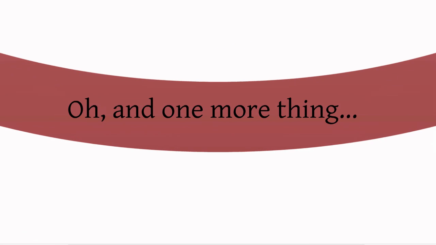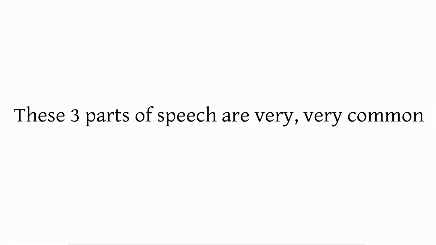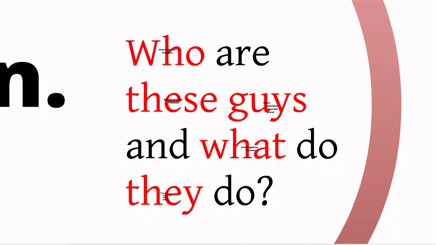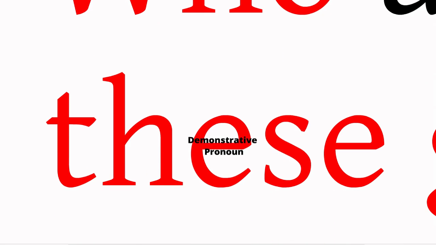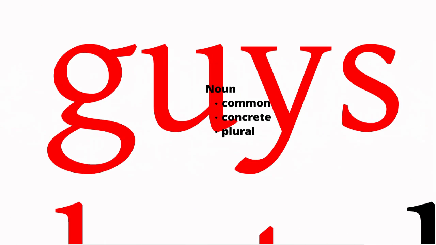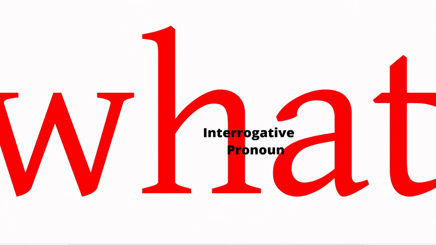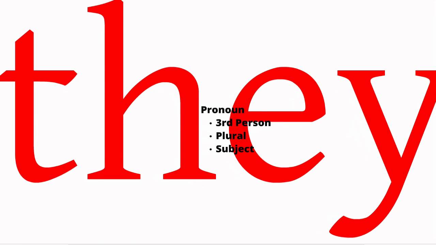Oh, and one more thing. These 3 parts of speech are very, very common. For example, let's look at our original big question. Who is an interrogative pronoun. These is a demonstrative pronoun. Guys is a noun. It's also common, concrete, and plural. What is a pronoun. It's an interrogative pronoun. They is a pronoun. It's a third person plural subject pronoun.